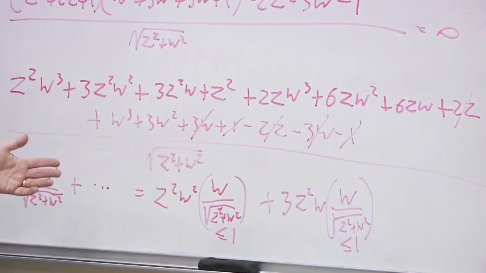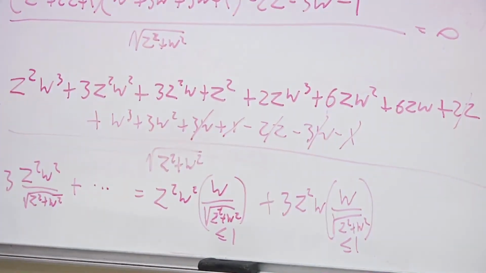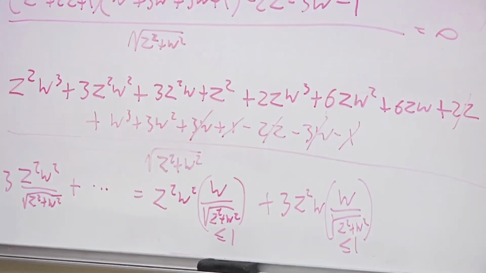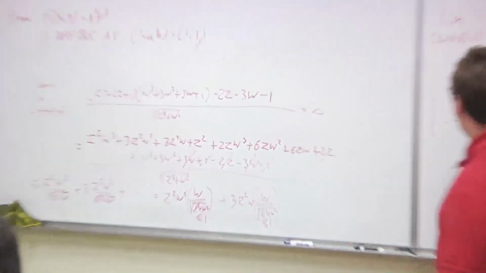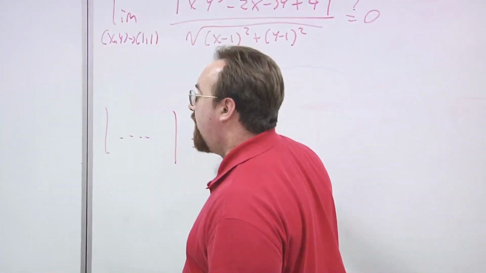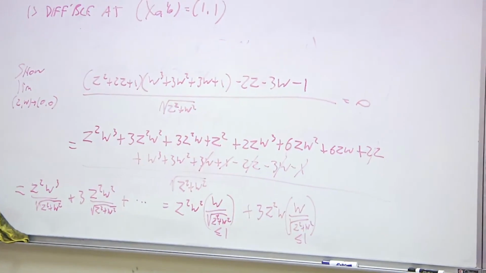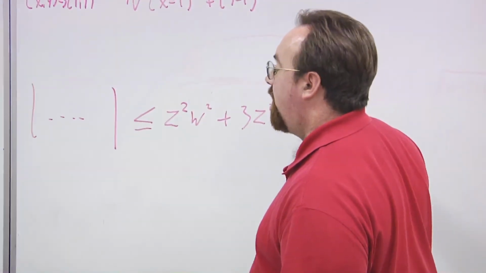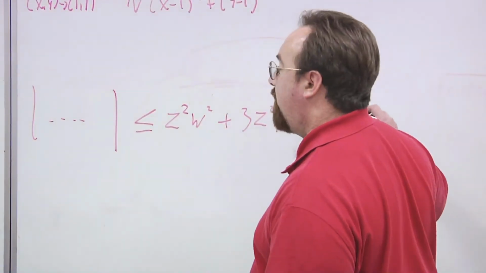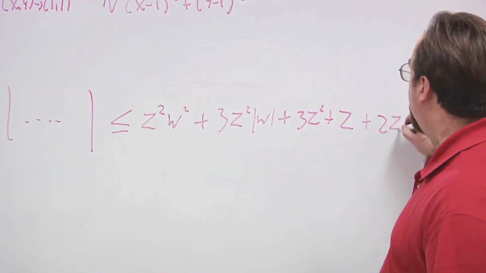And then we're always going to have at least one factor of z or w left out here to give us something that makes us believe this whole thing is actually going to go to 0. So if we do this with all of the terms involved, then I'll go ahead and write out the result. The absolute value of this whole mess is going to be less than or equal to z squared w squared. Plus 3 z squared w plus 3 z squared z. So all I'm doing is taking one factor of w or z out. It doesn't really matter which.